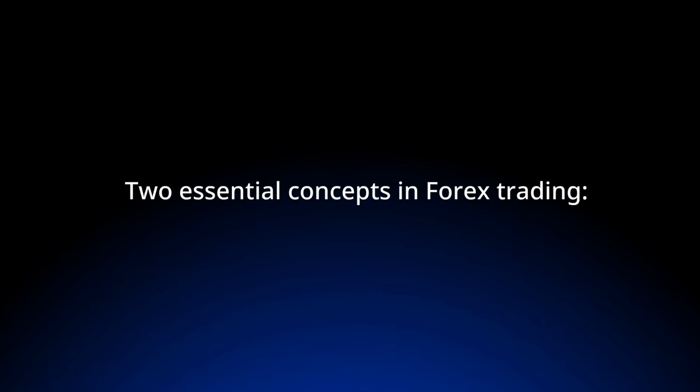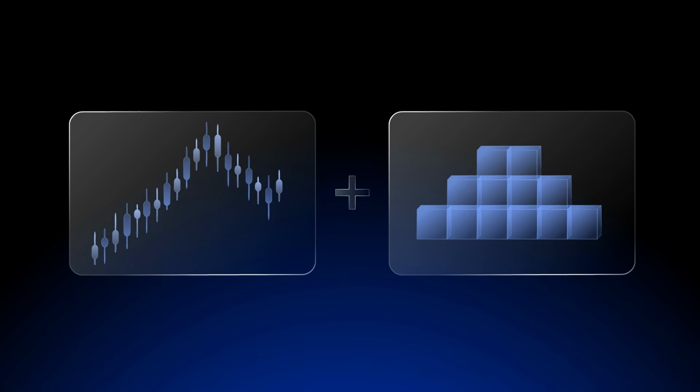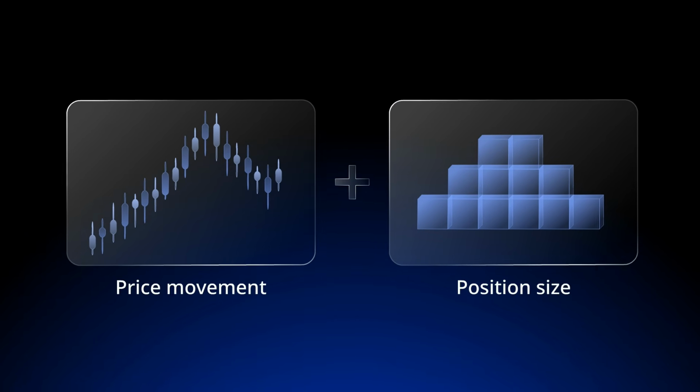In this lesson, we break down two essential concepts in Forex trading: pips and lots. These are the units traders use to measure price movement and position size. Once you understand them, Forex pricing becomes much clearer.